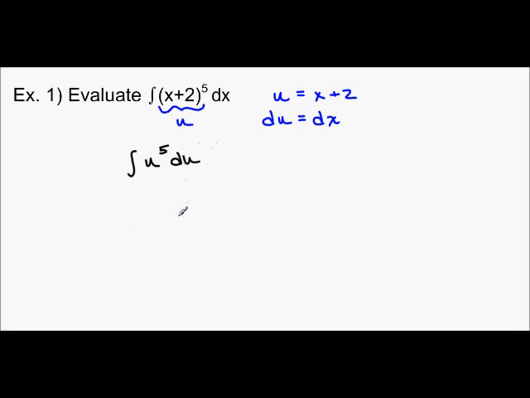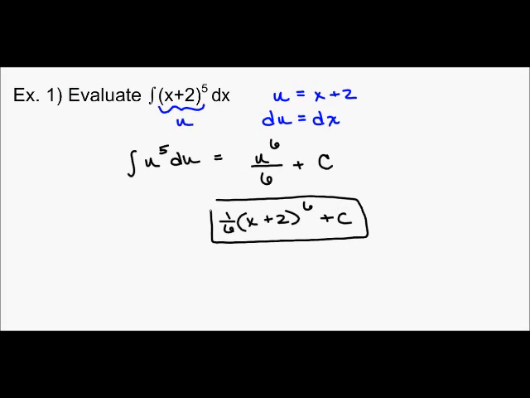Now I can integrate this using the power rule. So I know that this is going to be u to the sixth, because 5 plus 1 is 6, divided by 6, plus c. My last step here is to actually go back and change the u back to x's. So instead of u to the 6th, I'm going to have (x plus 2) to the 6th, and I'm going to have 1/6 of that. If you want to write that over 6, that is fine also, plus c. And this is my answer. Pretty easy.